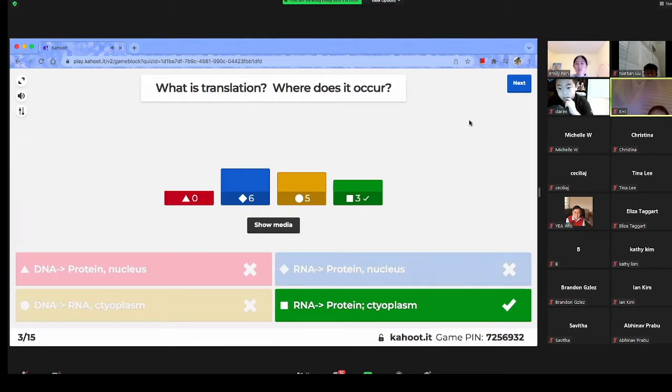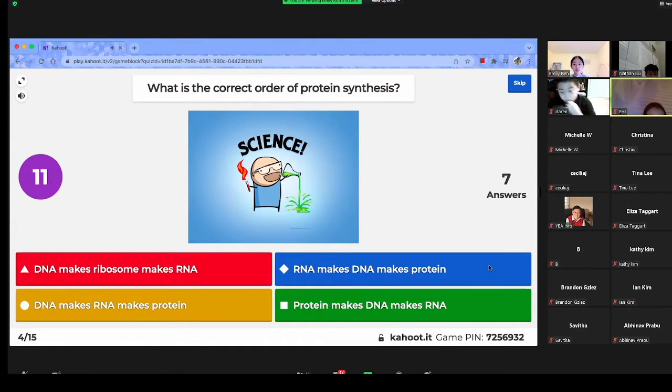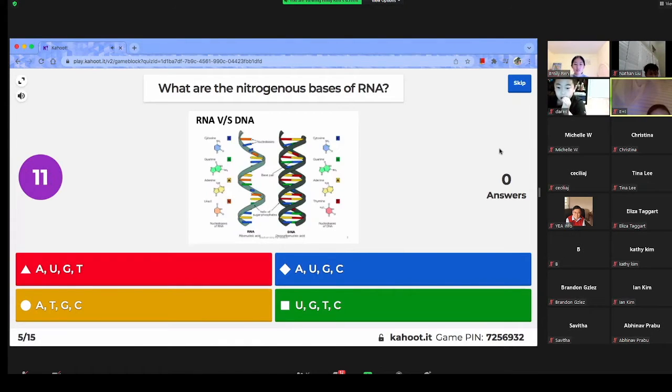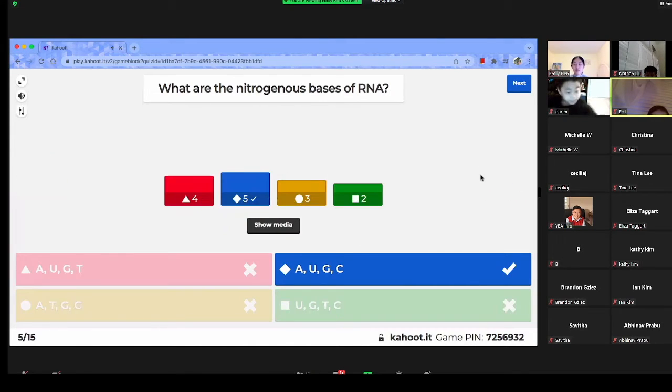What is translation and where does it occur? It happens in the cytoplasm and it's RNA to protein. What is the correct order of protein synthesis? It's DNA to RNA to protein. What are the nitrogenous bases of RNA? This one is AUGC, or adenine, uracil, guanine, cytosine.